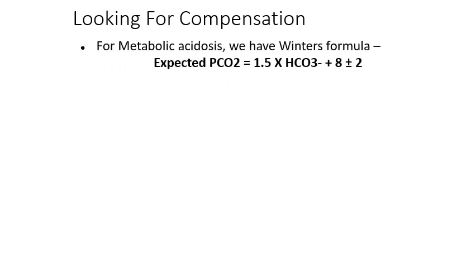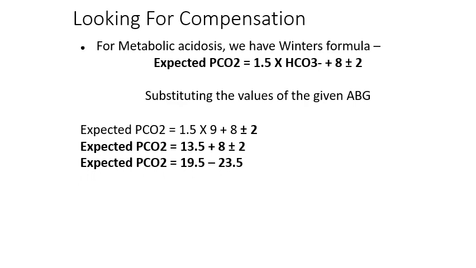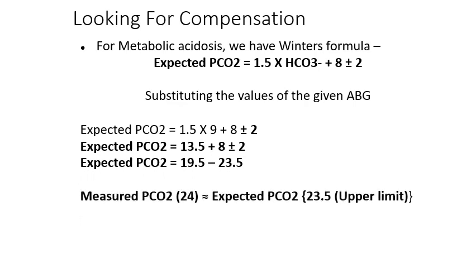To calculate compensation of metabolic acidosis, we use Winter's formula. We just saw it in the previous example. So expected PCO2 in this case comes out to be 19.5 to 23.5. So expected PCO2 is approximately equal to the measured PCO2, like 24 and 23.5. It's approximately equal. So there is no additional disorder, and the only disorder that is present here is high anion gap metabolic acidosis.